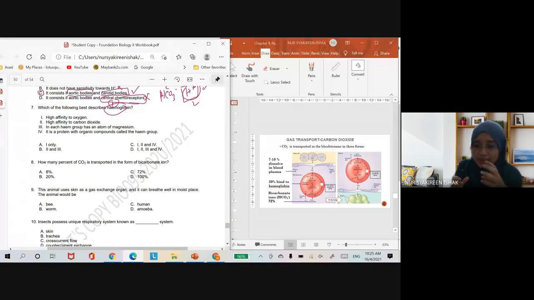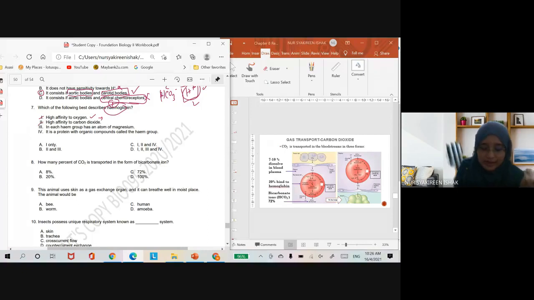Okay, so each hemoglobin will bind to an oxygen molecule. Okay, so each hem group. So maksudnya satu hemoglobin bind to 4 oxygen molecule or 8 oxygen atom. Okay, so if you look at the answer, hemoglobin has the affinity for oxygen, obviously. Okay, so when oxygen binds to the hemoglobin, it forms oxyhemoglobin. So number 1 is correct.